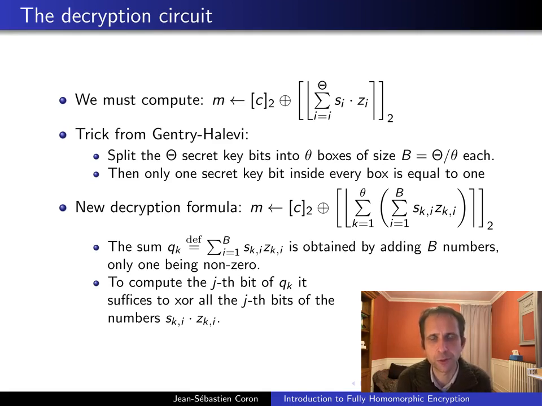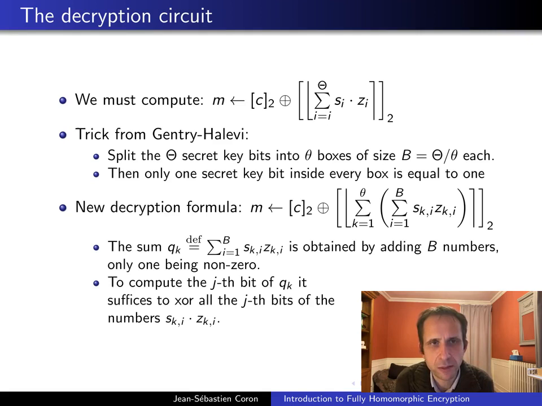To reduce the degree, there is another technique by Gentry and Halevi. We know that there are only small theta bits, only 15 bits of the secret si which are non-zero. So we are going to split the secret key bits into theta boxes of size big Theta over small theta each. This means that inside every box, there is only one bit which is equal to 1. So we split the sum into the boxes, and this gives a sum over all the small theta boxes, and then we do the sum within a given box.